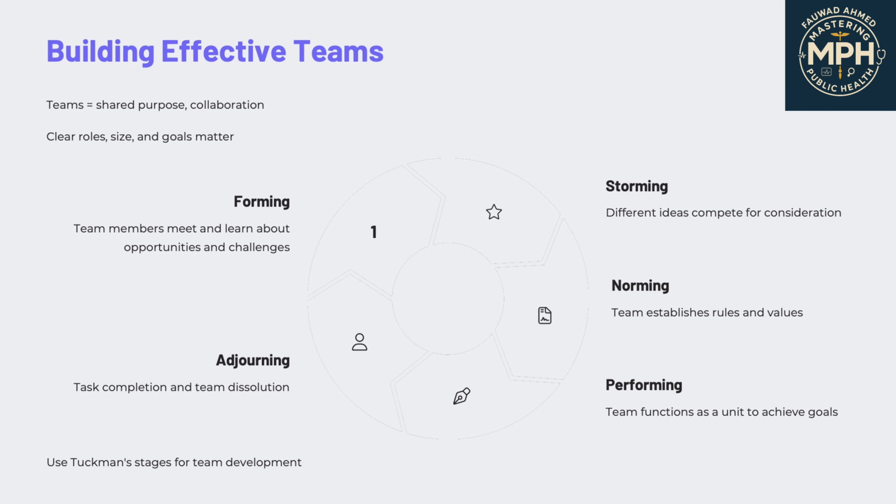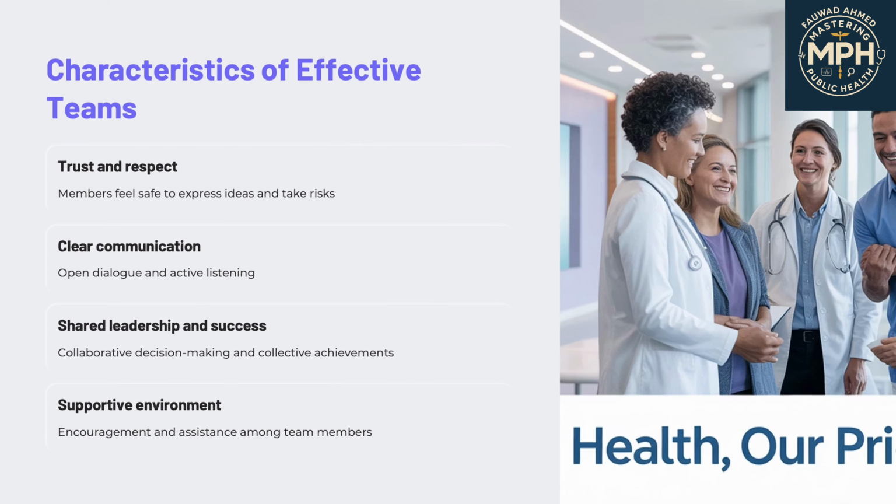Third, understand how teams evolve. Use Tuckman's five stages of team development: forming, storming, norming, performing, adjourning or mourning, and sometimes reforming. Fourth, foster characteristics of effective teams: clear roles, good communication, mutual respect, and shared success.